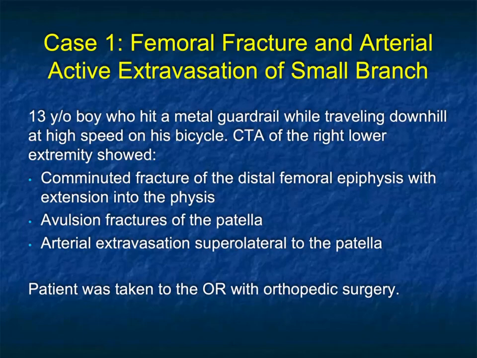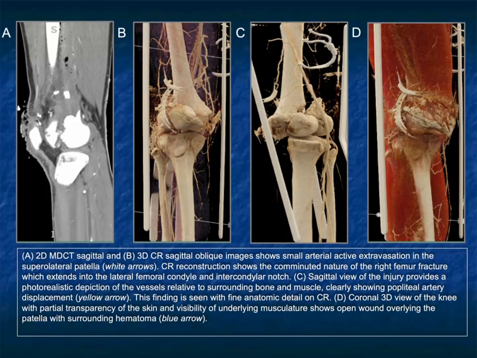This is a patient, 13-year-old boy, who hit a metal guardrail while traveling downhill on his bicycle. CTA of the lower extremity, as we'll look at, will show a fracture of the distal femur with extension into the physis, avulsion fractures of the patella, and arterial extravasation superior lateral to the patella, and the patient was taken to the OR. Just a really nice example.